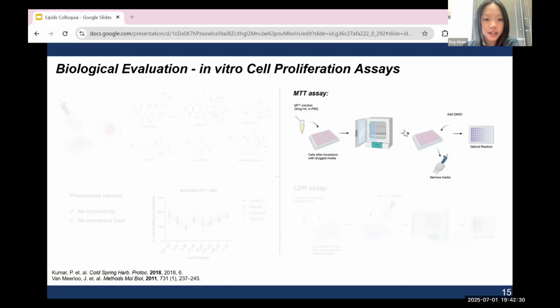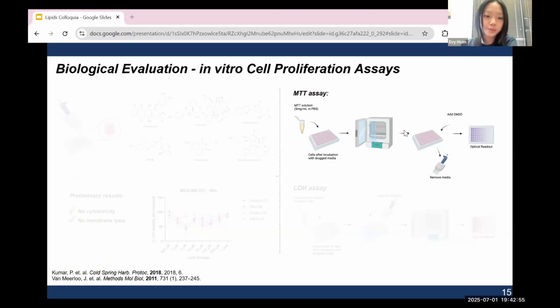The MTT assay evaluates cell viability based on the metabolic activity, where the reagent MTT, thiazole blue tetrazolium bromide, is added to your 96-well plate after your cells have incubated in drug media for a desired amount of time. The plate is then put back in the incubator, and over time, the yellow MTT is metabolized into purple formazan, which absorbs light at 570 nanometers.